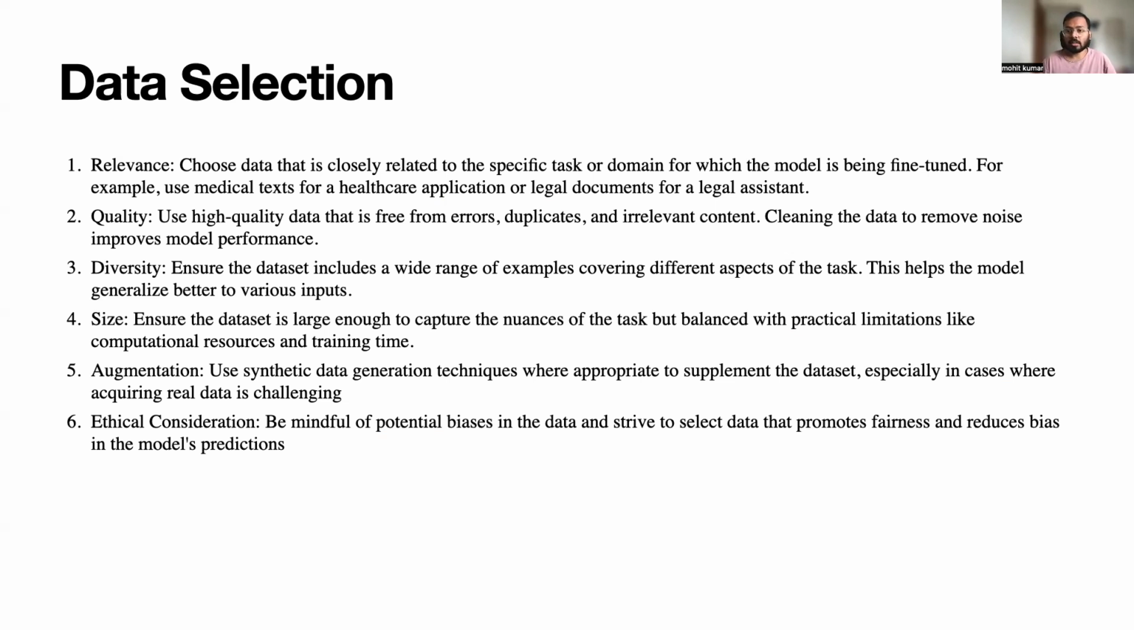Size of the data, as is the case with most models. If you ensure the data set is large enough to capture the intricacies of the task, it will be able to learn that in a better way. If you don't have enough data, people also nowadays use augmentation, where they use these LLMs, in fact, to generate synthetic data, and then they add it into the data set before training. And of course, as is the case with any new technologies, you must consider the ethical side of the task you are tuning it for. Be mindful of the potential biases in your data, so that when someone uses your model, it does output something which is fair and not biased.